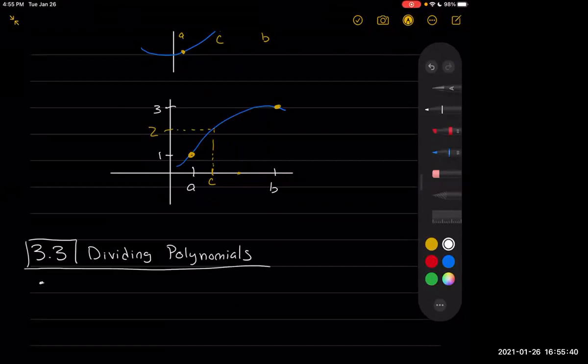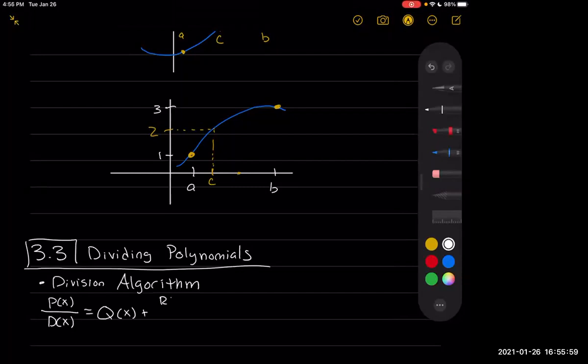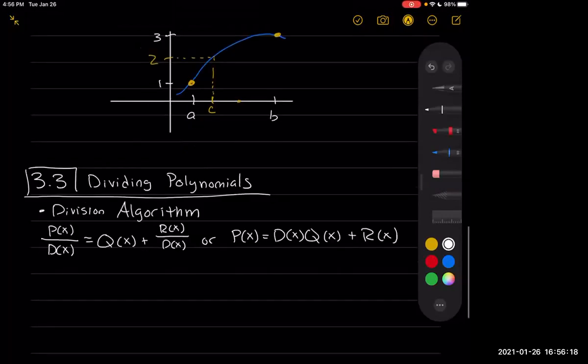So first, we learned the division algorithm. And this is that if you have a function p of x over d of x, we can rewrite that as q of x plus r of x over d of x, or p of x equals d of x times q of x plus r of x. So we could rewrite polynomials in this way. We also learned long division.